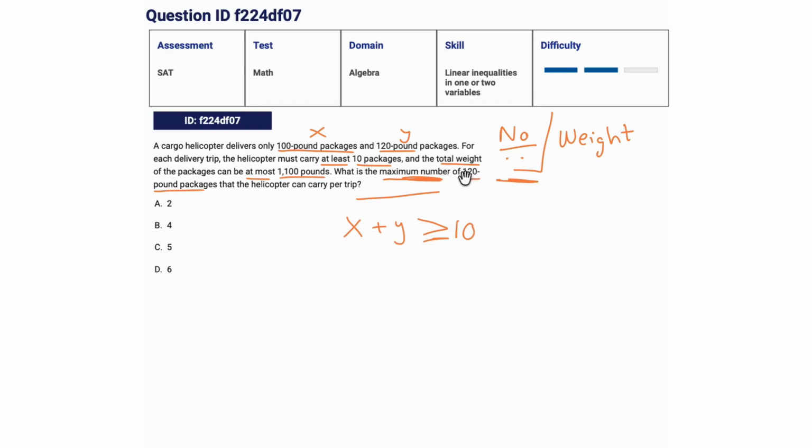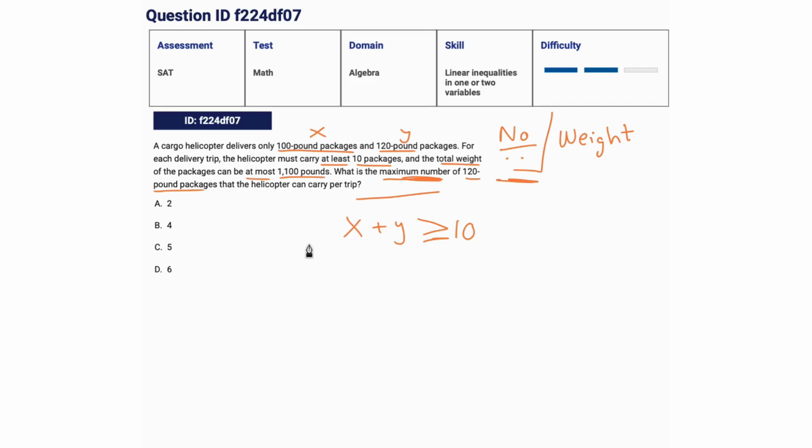And now we're talking about the weight. The total weight of the packages can be at most 1,100 pounds. At most here means, let's take the marks example again: in this test, you can score at most 100 marks. That means that is the maximum marks that you can score. So here, at most means we're talking about the maximum weight of these packages.